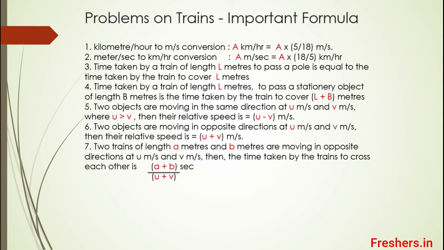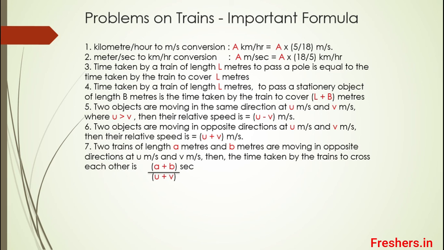Time taken by a train of length L meter to pass a pole is equal to the time taken by the train to cover L meters. Time taken by a train of length L meters to pass a stationary object of length B meters is equal to the time taken by the train to cover L plus B meters.